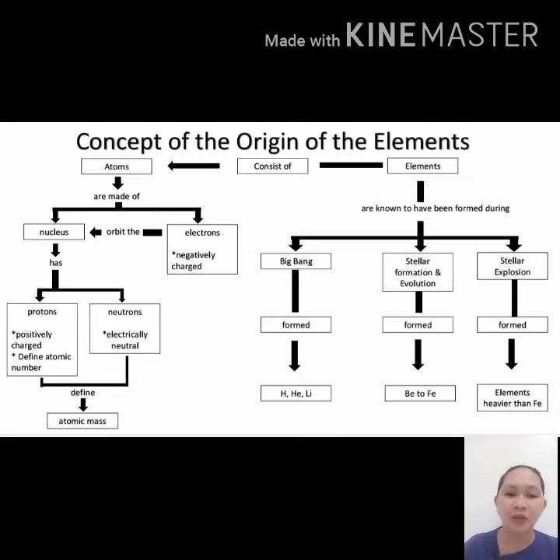Elements are known to have been formed during the Big Bang. So we have three elements formed during the Big Bang, which are hydrogen, helium, and lithium. While beryllium to iron were formed during stellar formation and evolution, and other elements heavier than iron were formed during stellar explosions. So, that is the concept of the origin of the elements.